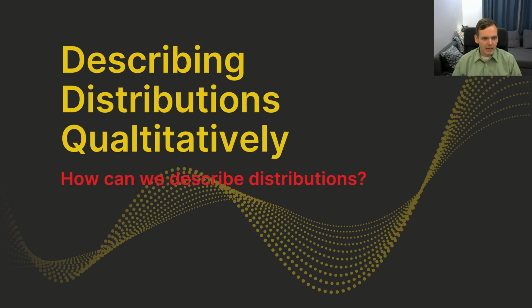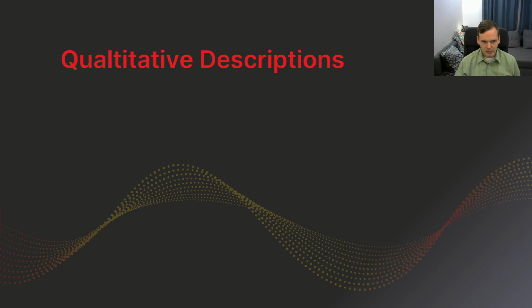So let's say we have a data set and we want to talk about the distribution of that data, the distribution of the values. The first thing we want to do is look at some of the language we're going to use and some of the big picture ideas. So we're going to start with qualitative descriptions. These are descriptions that don't involve numbers. They're just describing it.